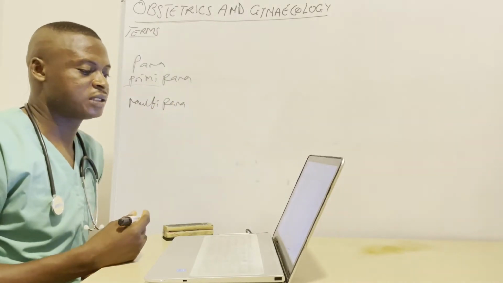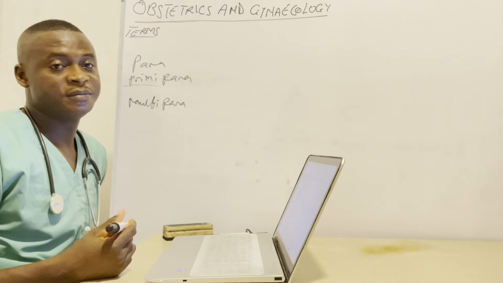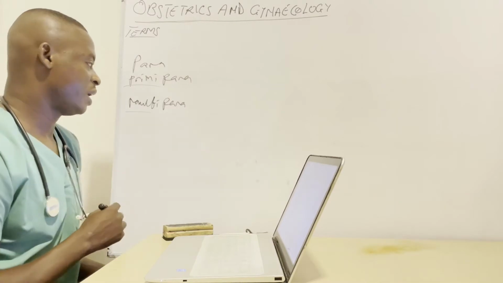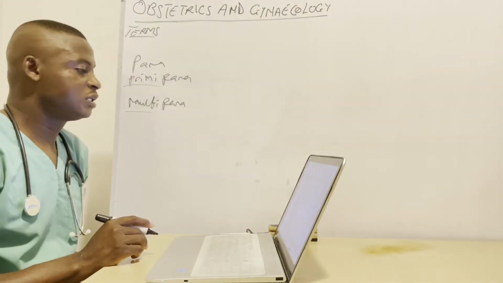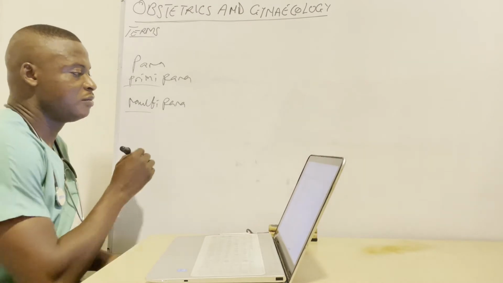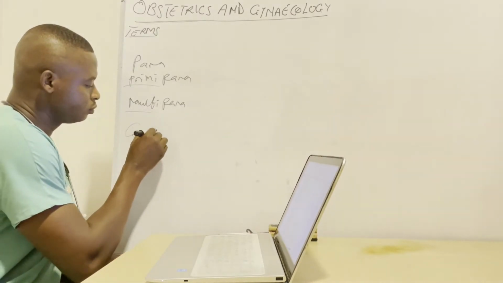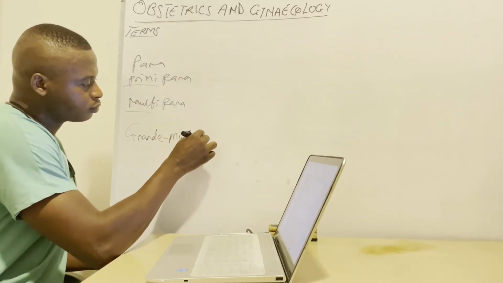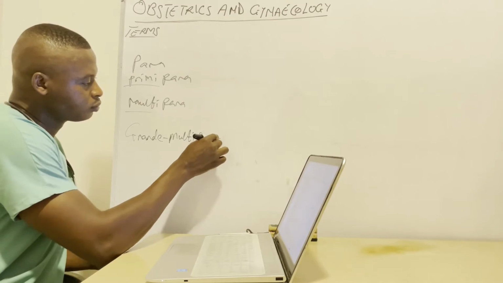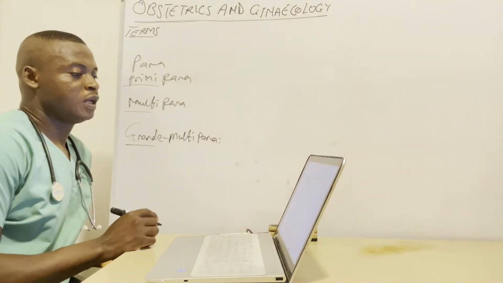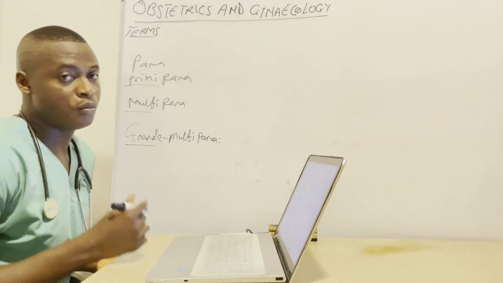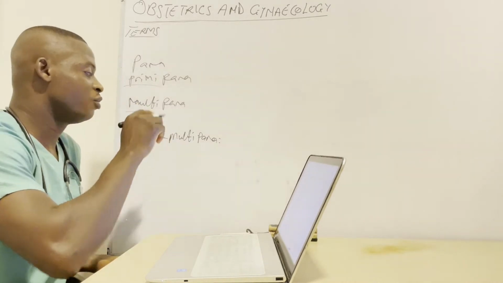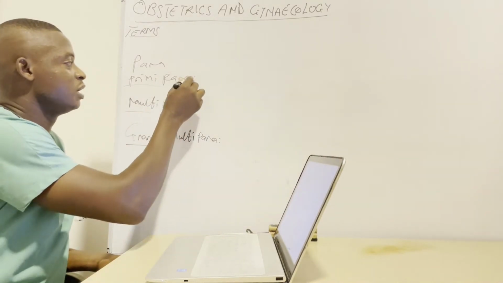Now, multipara. Multipara simply means one who has had or delivered more than one. So if you have more than one child, or you have given birth more than once biologically, we call it multipara. Okay, so after multipara, the next thing we want to look at is grand multipara. Grand multipara is one who has had more than 5 children, 6 or more. So after you give birth more than 5 times, you are no more multipara, but grand multipara. It means you have graduated to the next level.